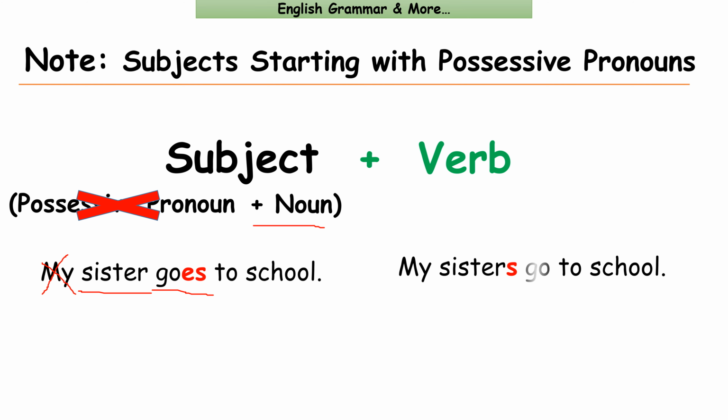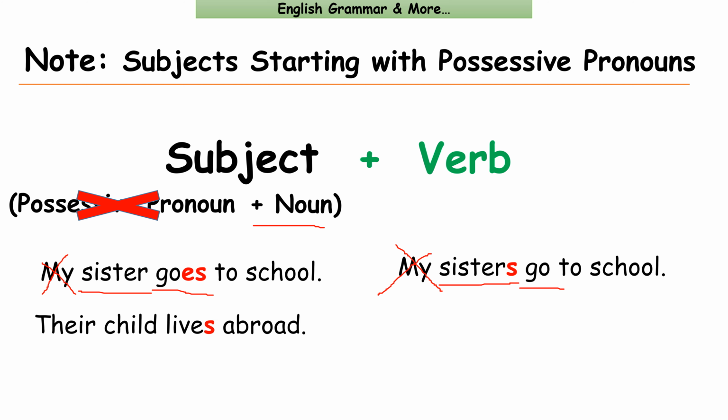Now let's compare this to this sentence. My sisters go to school. Here, the verb is for a plural subject. The reason is because the noun here is in the plural form. Once again, the possessive pronoun my played no role in determining the form of the verb.